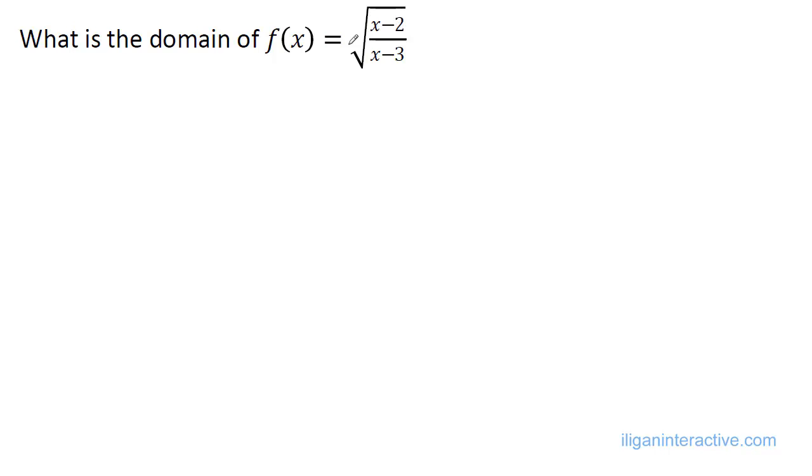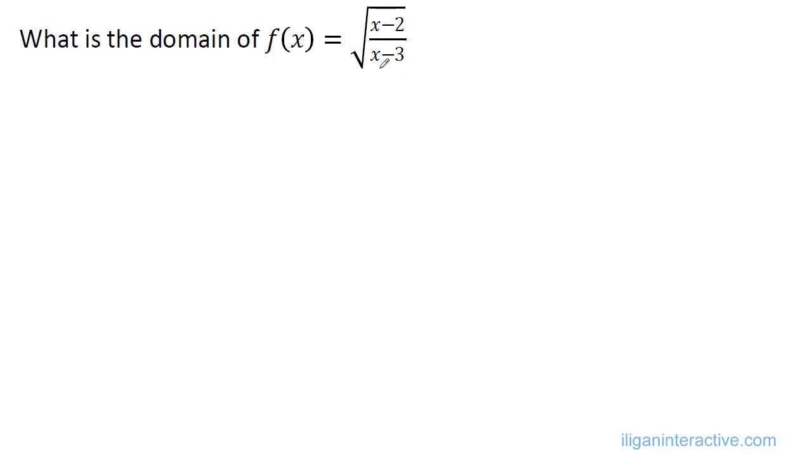What is the domain of this function f of x is equal to the square root of (x minus 2) over (x minus 3)? Now, the domain is actually the list of possible values of x. Okay, and most of the time domains are all x can be all real numbers. However, we understand that there could be cases wherein x cannot be something because of our restriction.